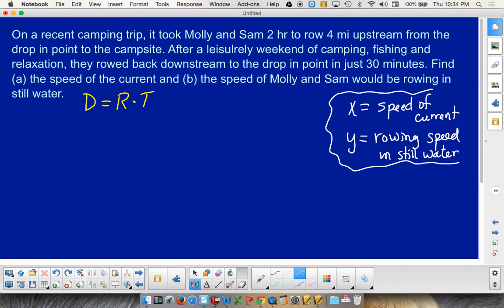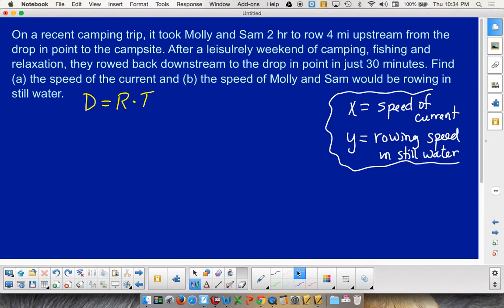We've seen it before. Okay, so how am I going to come up with equations that relate x and y? Since I have two variables, I need two equations. Okay, well, I basically know two things. I know what happened when they went upstream. I know what happened when they went downstream. So I'm going to go with that situation here. And I know the distance they traveled.